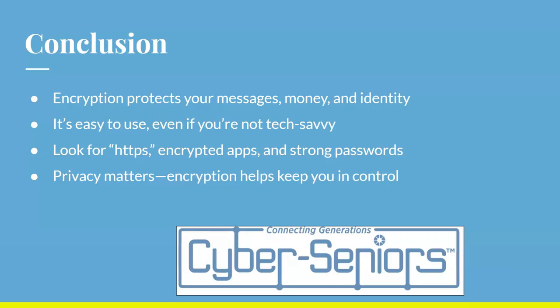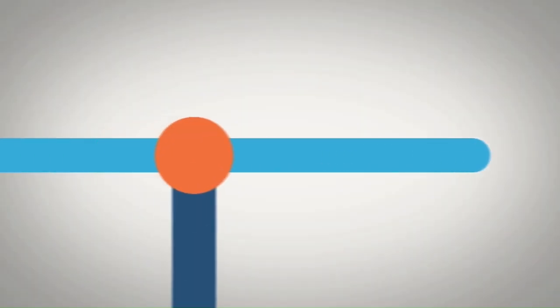Also, privacy matters. Encryption helps you keep things yours and in your control. So it's not about doing something right or wrong. It's more about if you send something to someone else, you don't want other people seeing it, whether it's right, whether it's wrong, whatever it is. So anyway, that was the presentation.